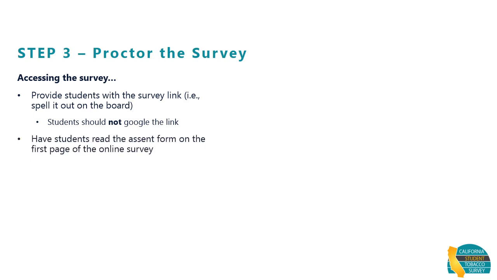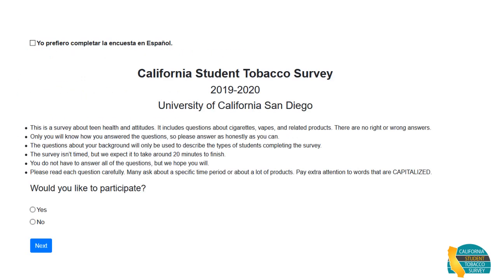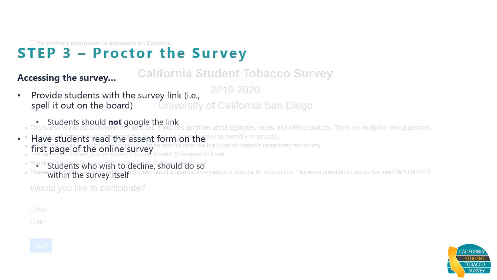Once students have successfully accessed the survey link, they should see the first page, which includes the student assent. Students may either agree or decline to participate. Should students wish to decline, it is best that they do so within the survey itself. Have them click No on the first question.